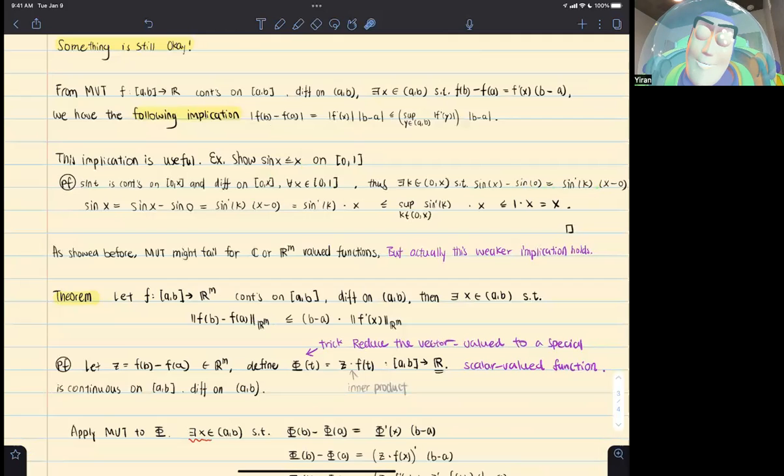And because sin 0 is equal to 0, sin x is equal to sin x minus sin 0, which is equal to sin'(k), where k is a value in the interval (0, x), times x minus 0, which is equal to this, and this is smaller or equal than this times x. So we're basically comparing this value among all the values in the interval (0, x). And notice that the sine function is bounded above by 1.